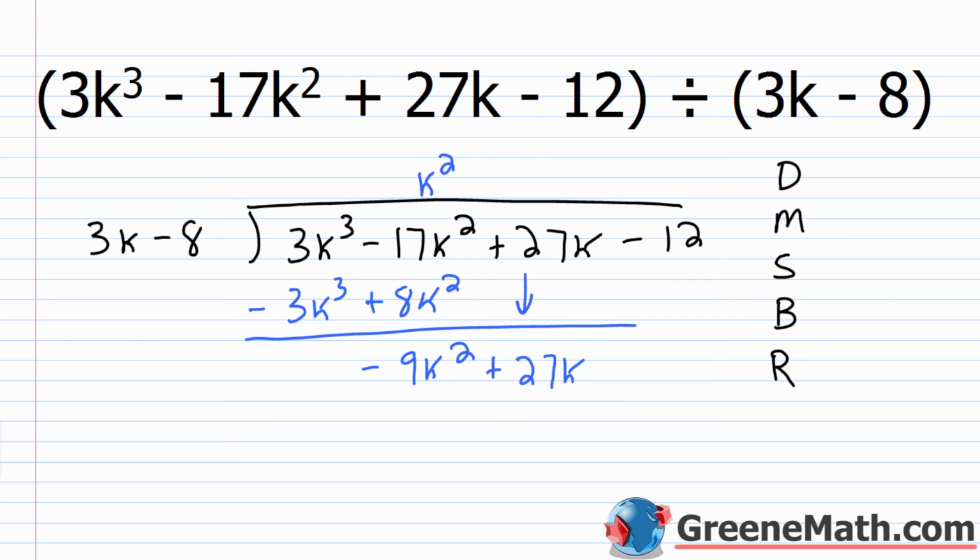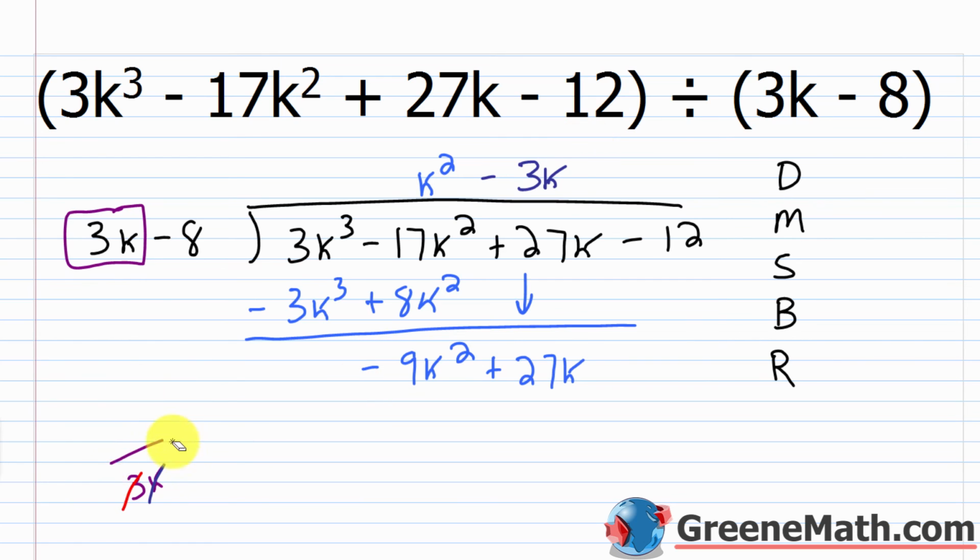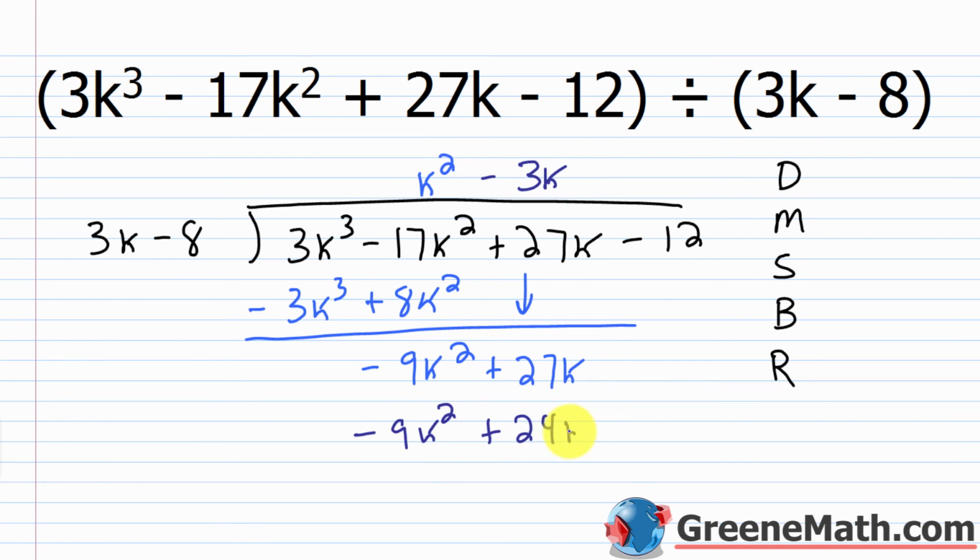So now, again, leading term into leading term. What is negative 9k squared over 3k? Well, this is going to cancel. Negative 9 over 3 is negative 3. And then k squared over k is k to the first power. So we get minus 3k. Now again, I'm going to multiply. Erase all this. Negative 3k times 3k is negative 9k squared. Negative 3k times negative 8 is plus 24k.